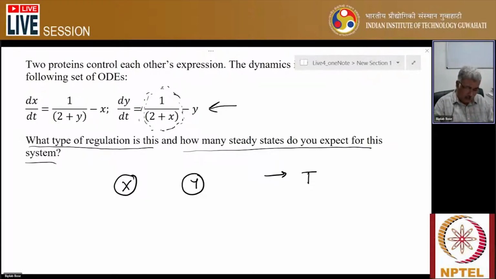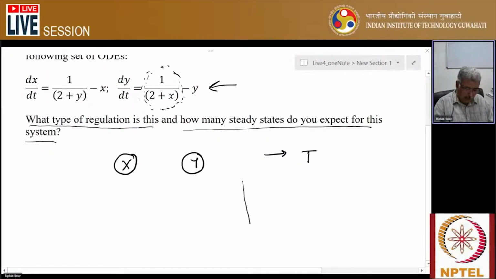Just let me draw this. x versus 1 by 2 plus x, right? This 1 by 2 plus x is in the second ODE, right? So if I increase x, what will happen? Initially when x is 0, this value is 2, somewhere here. As x increases, as Sriram has said, this 1 by 2 plus x will decrease, right? So it is decreasing. That means as x increases, y decreases.